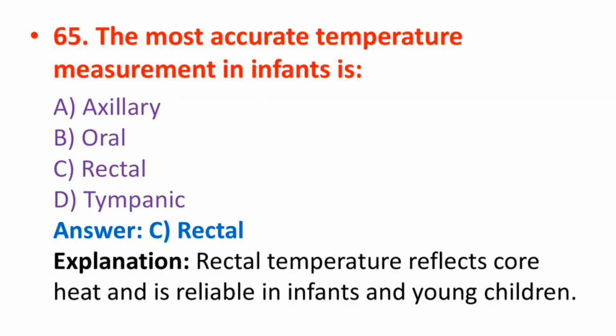The most accurate temperature measurement in infant is option A, axillary. Option B, oral. Option C, rectal. Option D, tympanic. The correct answer is option C, rectal. Rectal temperature reflects core heat and is reliable in infant and young children. The most accurate temperature measurement in infant is option C, rectal.